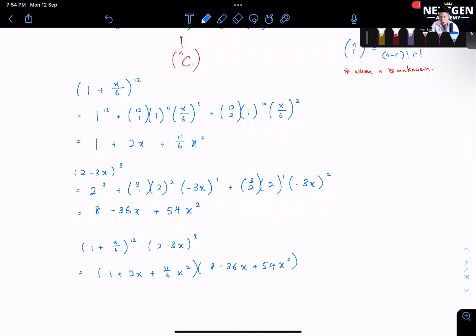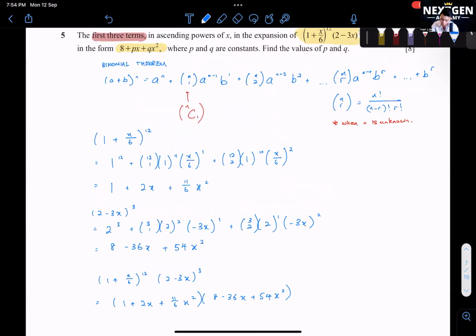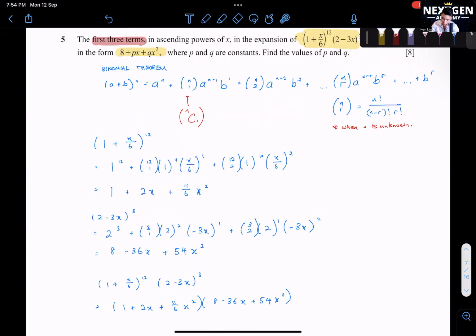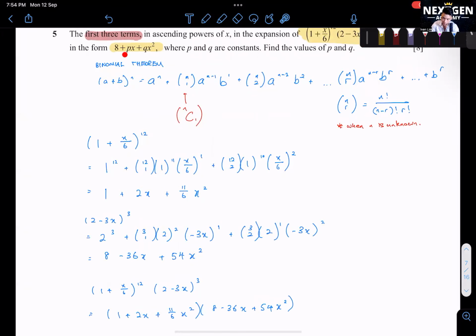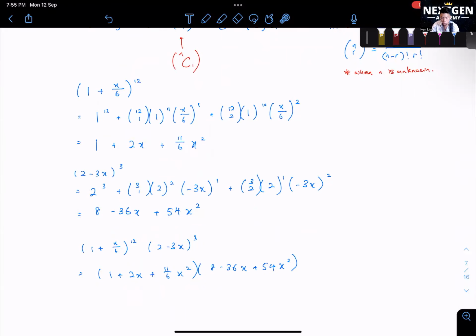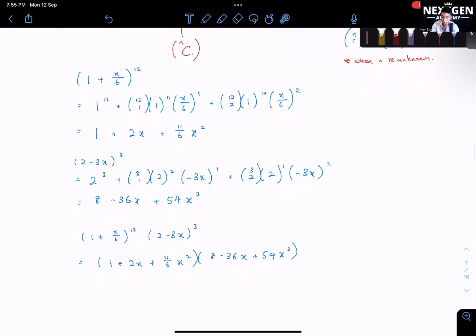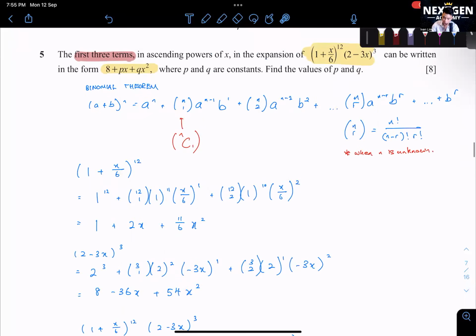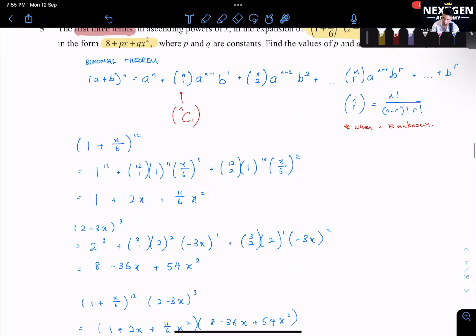Then the next question to ask also is that, you see, they only want the term 8 plus px plus qx squared. That means they don't even want anything beyond x squared. So do you want to find the terms that are beyond x squared? That means every single term? No, don't waste your time going and doing that as well. You only select the terms that will give you the values above here, which is 8 plus px plus qx squared.